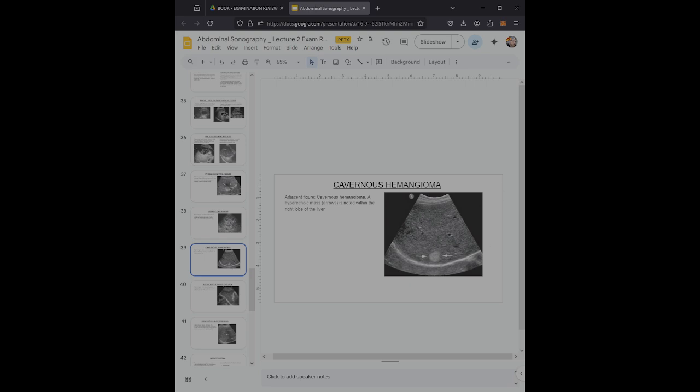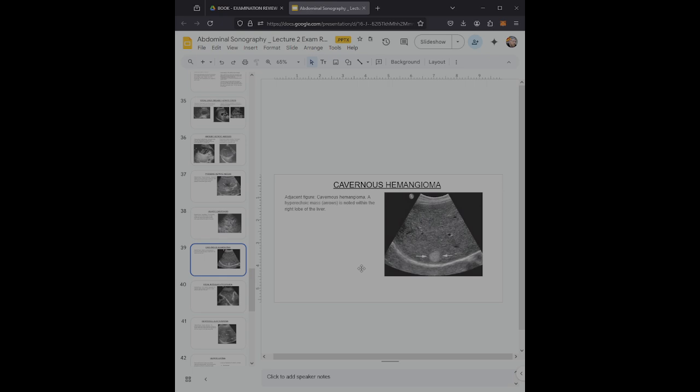Cavernous hemangioma is the most common benign liver tumor. They're most commonly found in women, and they're usually incidentally detected. And the most common location of a cavernous hemangioma is within the right lobe, and they characteristically appear as a small hypoechoic mass measuring less than 3 centimeters.